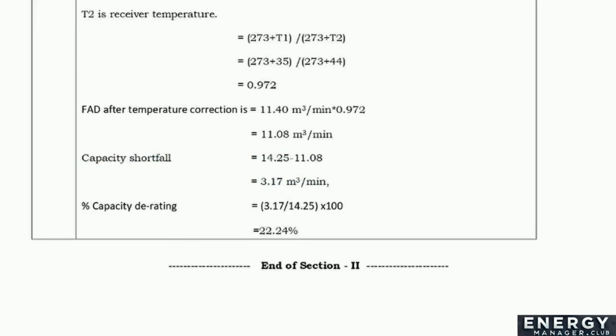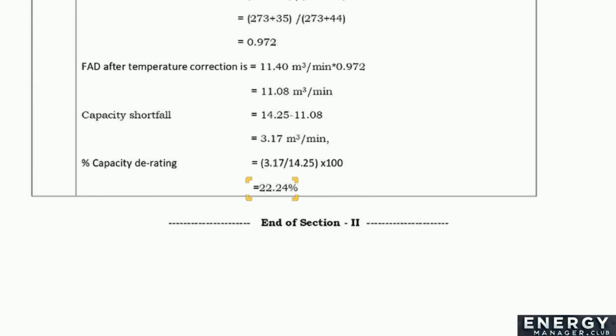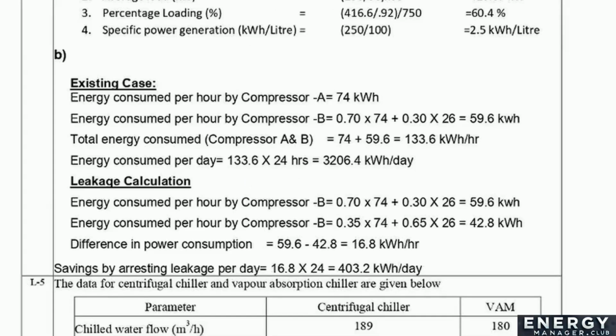To find the derating percentage, you divide that shortfall by the original rated capacity, not the new delivery number. We need to know exactly how far the machine has fallen from its factory spec, which in this case is 22.24%. When capacity drops or air leaks spring up across the plant, the compressor spends more hours in its high-energy load state to keep up.